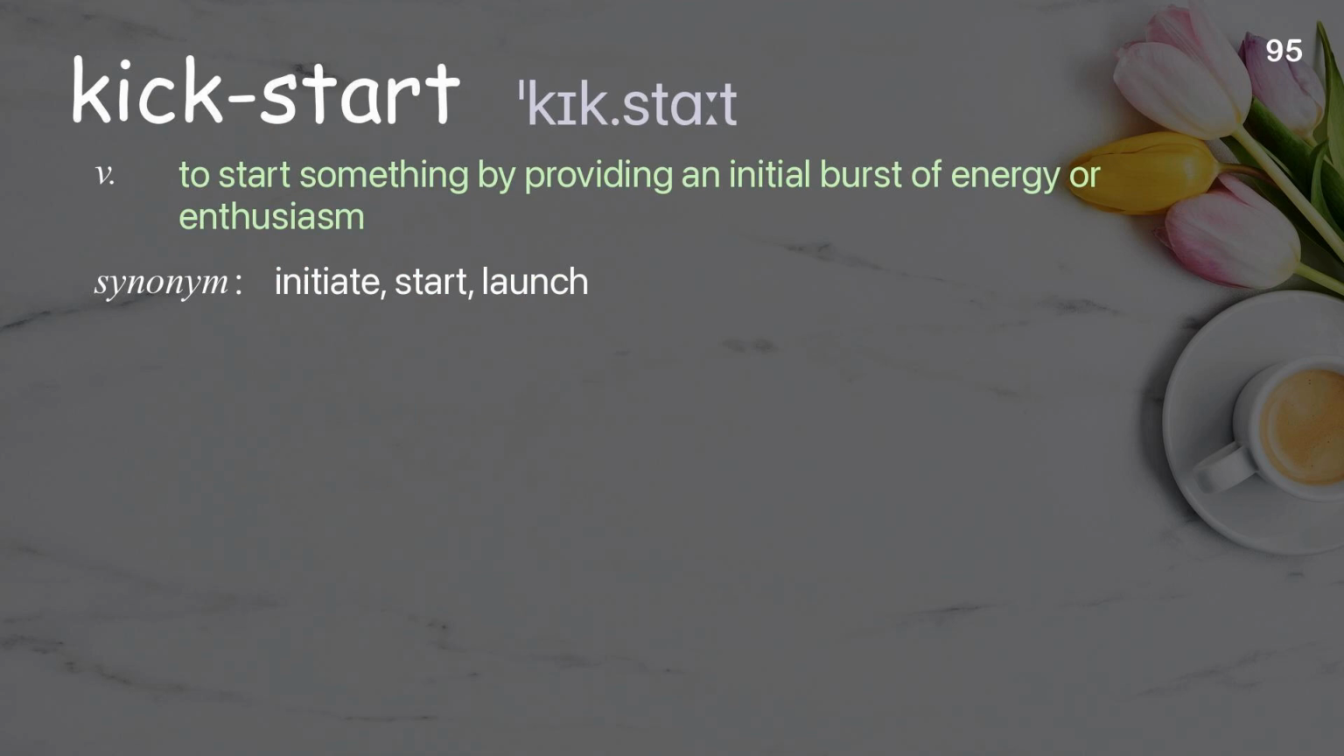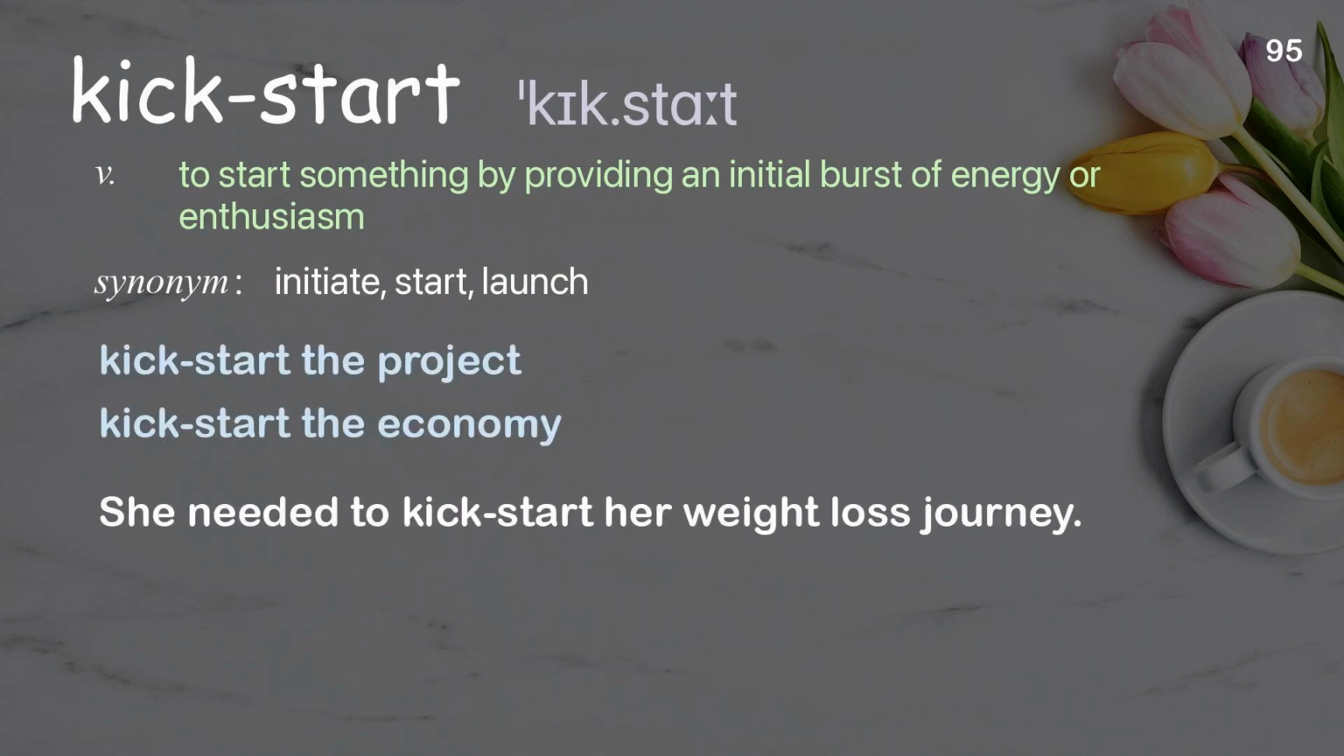Kickstart: to start something by providing an initial burst of energy or enthusiasm. Examples: kickstart the project, kickstart the economy. She needed to kickstart her weight loss journey.